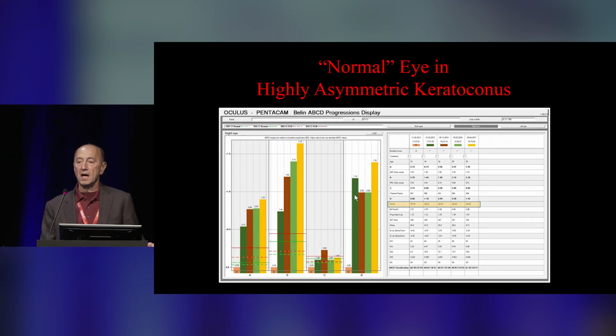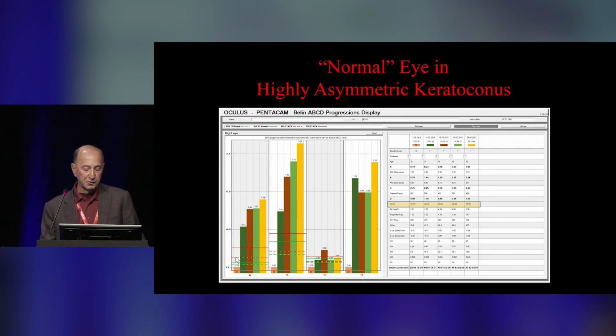This is a normal eye, so-called normal eye, in a case of highly asymmetric keratoconus. The other eye was cross-linked. Both the patient and the surgeon decided to observe the second eye because the patient was totally asymptomatic. And if you look at the visual acuity, initially it was 20/15. After about 4 years, the patient came in having lost 2 lines of vision, down to 20/25. Both the patient and the surgeon decided, okay, you've had significant change in vision, we should cross-link this eye.